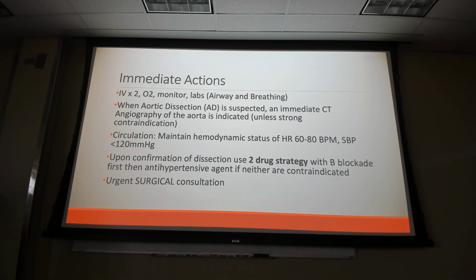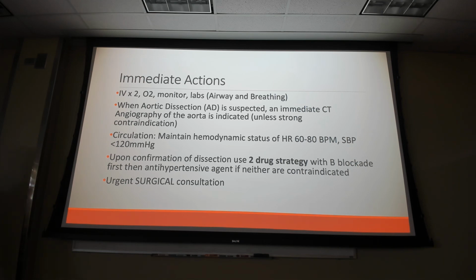So from what you've learned in the past about hypertensive urgency and emergency, how much are you supposed to reduce the blood pressure in those people? 25%. When we're talking about dissection, that does not apply. You are aiming for a systolic pressure of 120. So if they came in with a systolic pressure of 240, you're dropping it to 120, and that's okay. All right, that's what we want. I want you to remember that.